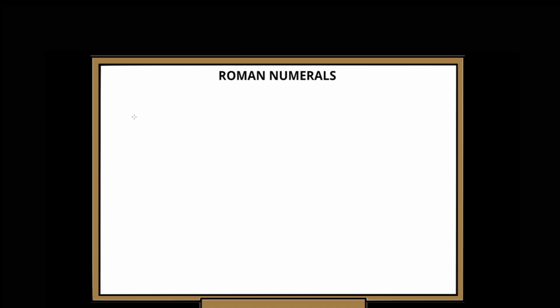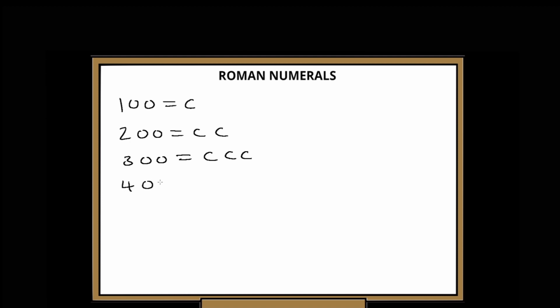Now we're moving in hundreds. So 100 equals C. 200 equals CC. 300 equals CCC. 400 equals CD, while 500 equals D. Remember what we said.